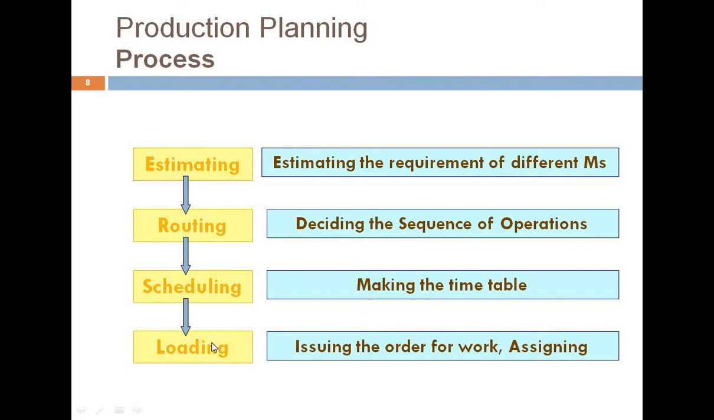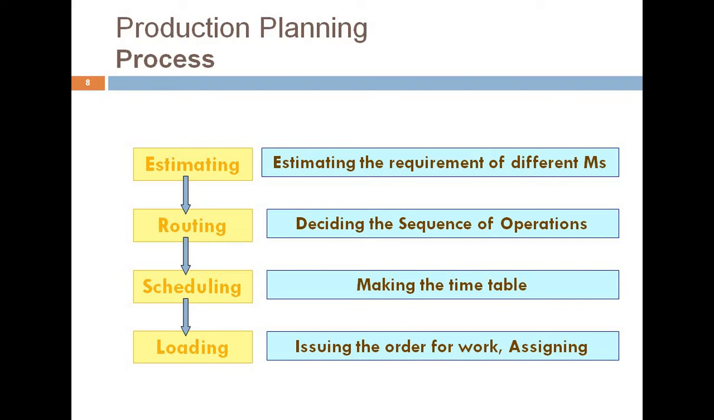And the fourth is loading. Loading means issuing the order for work, or assigning. What we are doing is managing how many people, how much workforce is required, how many machines are required, how many resources are required, and kisko kis machine ka in charge banana hai, load distribute karna hai, which means which machine is responsible for which particular type of operation, which man is responsible for which particular machine. So underloading, overloading na ho koi, hum isko plan karte hain. We are not communicating it to our employees and workers yet, abhi hum keval plan kar rahe hain, right?